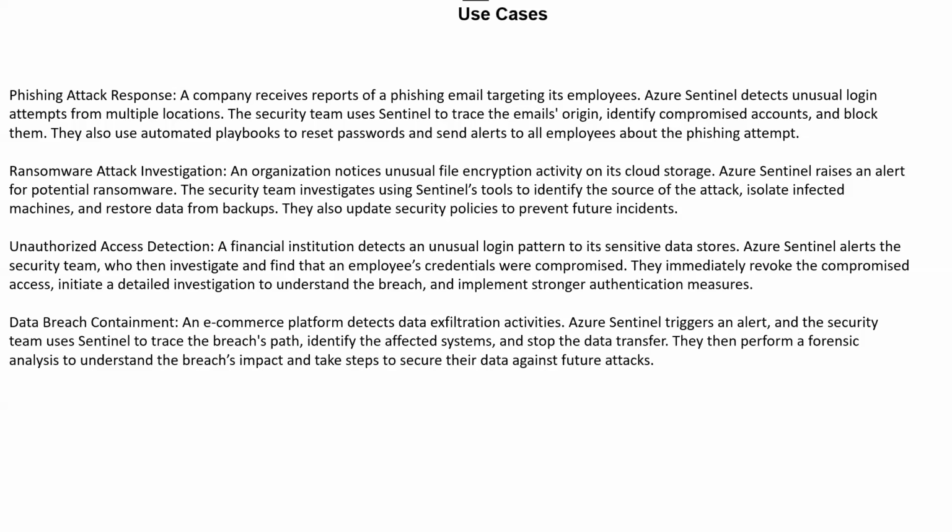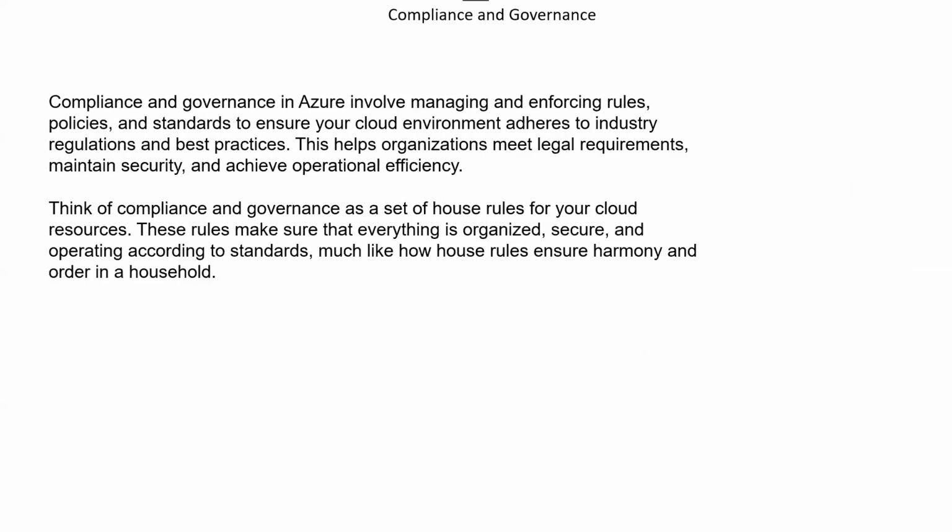And unauthorized access detection. Let's say there is a user who is trying to access a database. If the user doesn't have access to the database and is trying to access it from unknown IP addresses, then Sentinel will trigger an alert. Then we need to act upon it. And if any data breach happens, like unusual data transfer, Sentinel uses all these things.